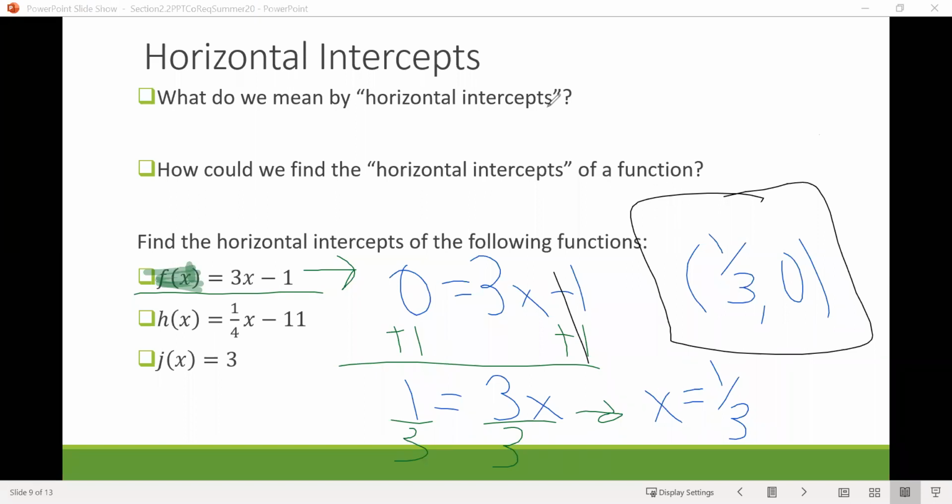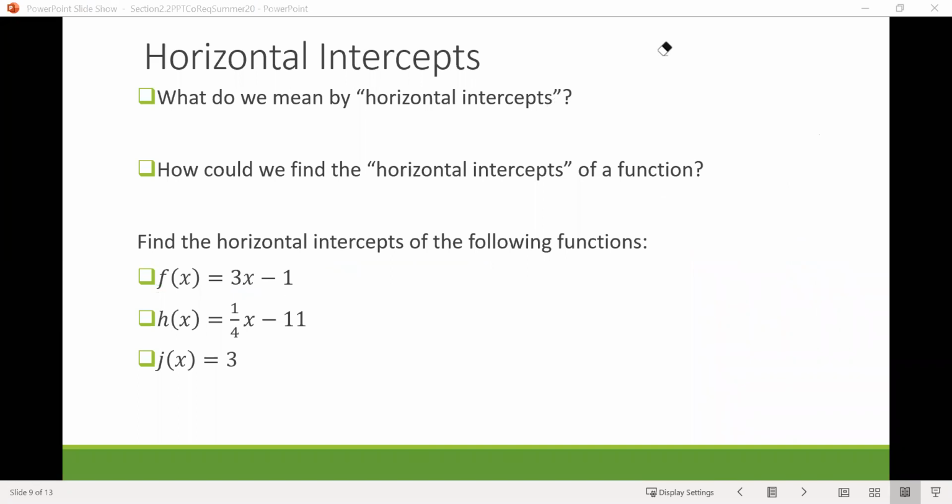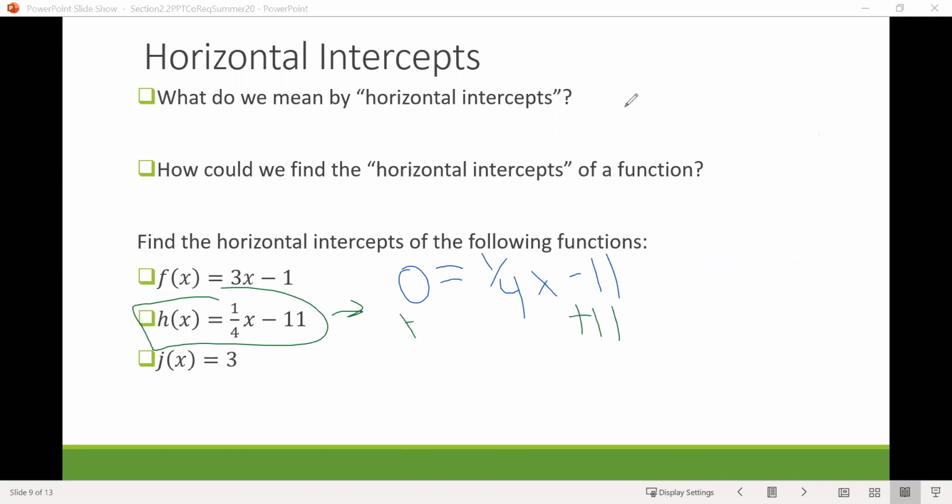All right, let's do a similar thing for the second function here, so this one. Again, when we find the coordinates of the horizontal intercept, we'll set it equal to 0. So 0 equals 1/4 x minus 11, and we solve for x. We'll add 11 to both sides here. Okay, so I have 1/4 x equals 11. To solve for x there, we need to divide on each side by 1/4.